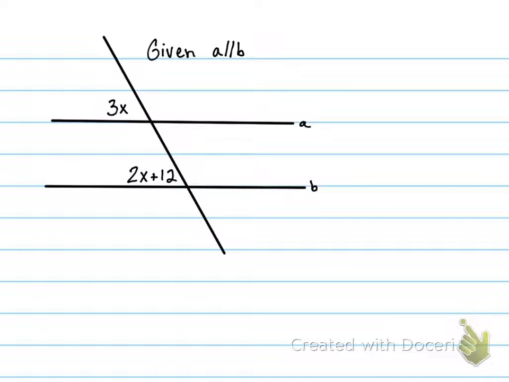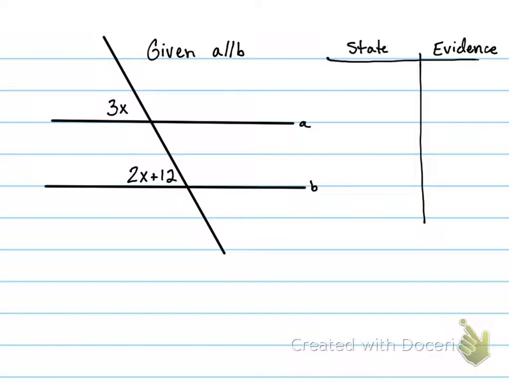Okay? So, let's go through and let's try to come up with some statements. Some stuff that'll go with this. All right, so I always put my evidence on the right. I got my statement right here. Okay? So, what's the first statement y'all think I can make? 3x equals 2x plus 12. Okay, so let's say 3x equals 2x plus 12. Why do you think I can make that statement?